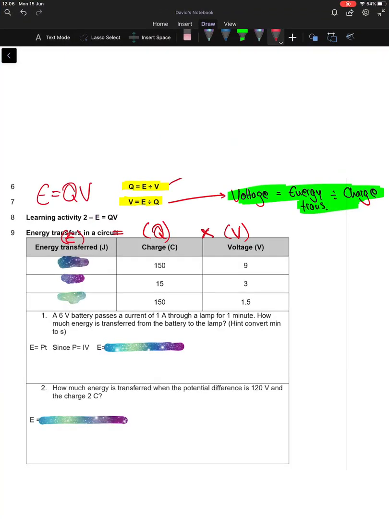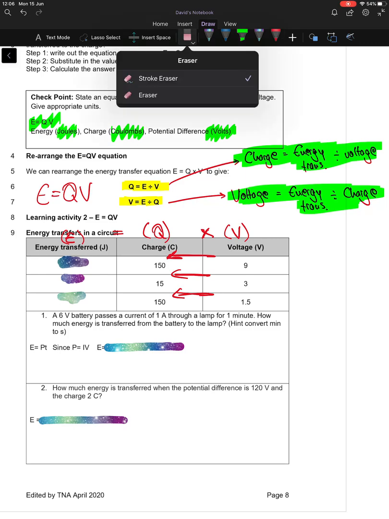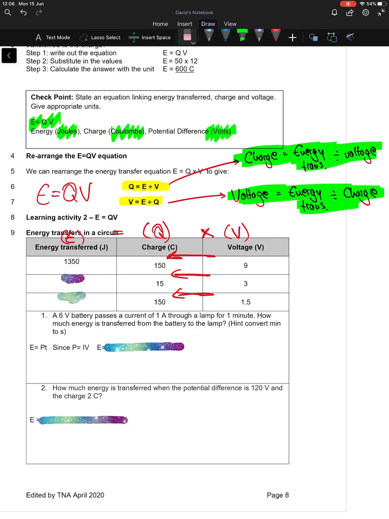So, pause the video for a moment, and work out energy transferred. Times those two to get your answer. Pause the video and work them out for me now, please. Right, if you've paused the video, you should see that energy transferred is 150 times 9, 1350. 15 times 3 is 45, and 150 times 1.5 is 225.